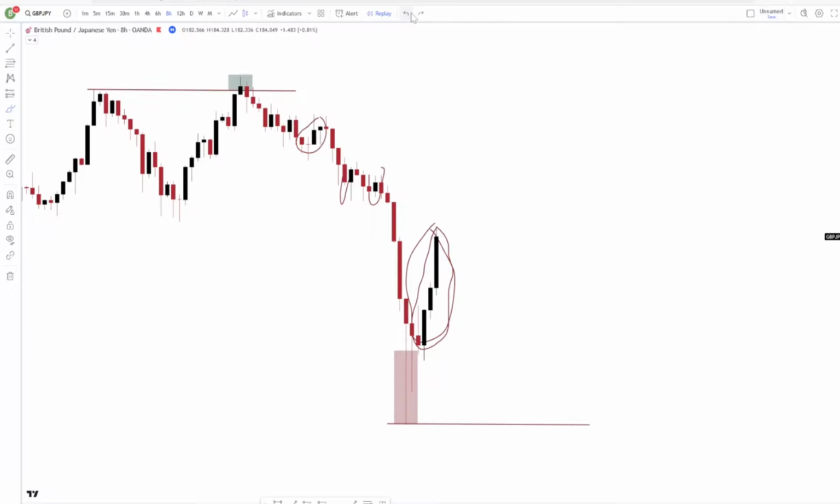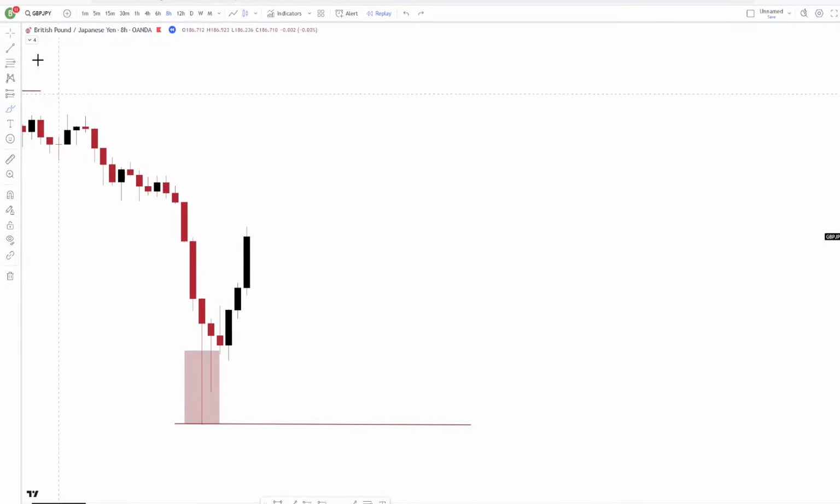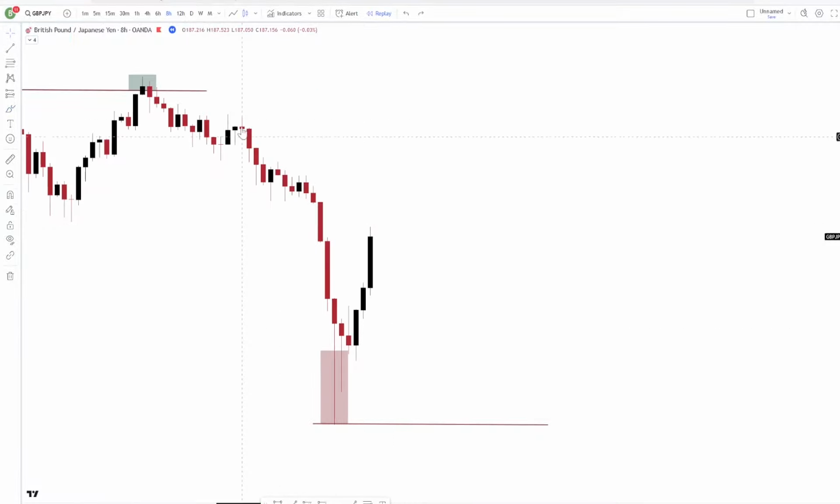So what are we waiting for? We are waiting for our stop run. We're waiting for our purge, our liquidity run. So what are we going to do? We're going to wait till price approaches this area and we're waiting for a hunt and back inside of the range. Again, you don't know how far price is going to go back inside the range.